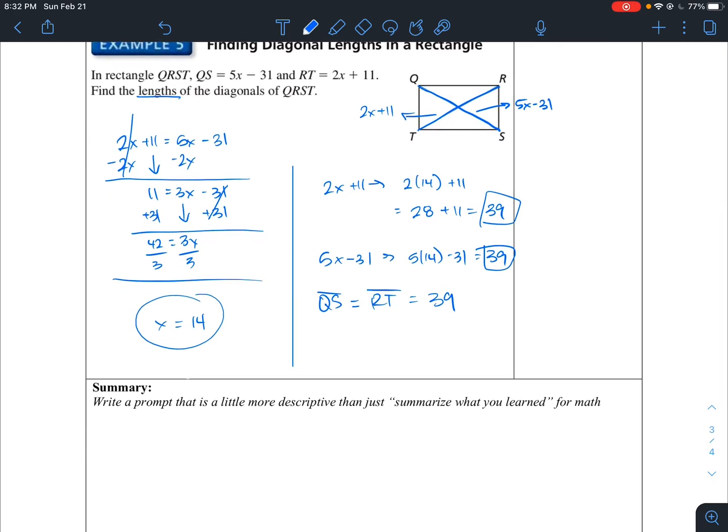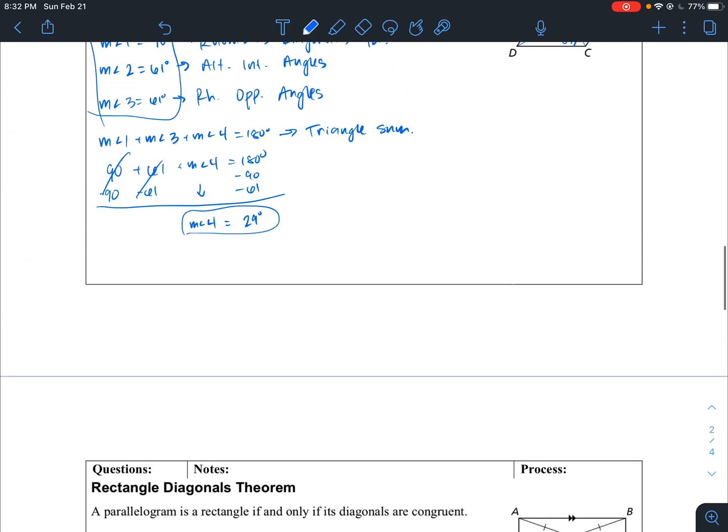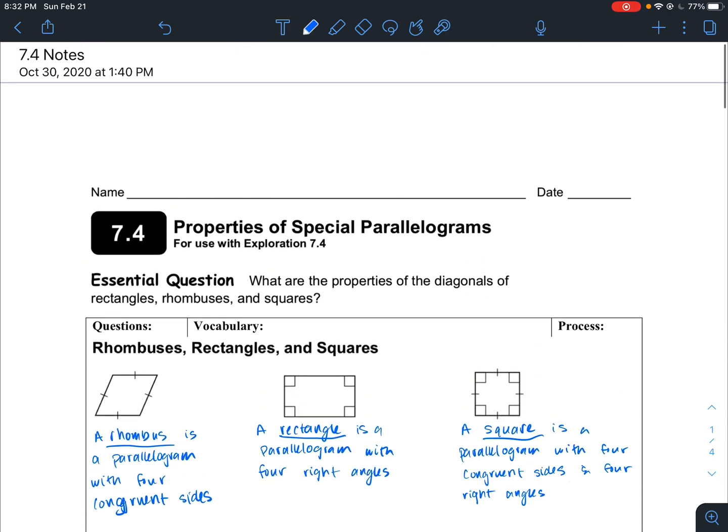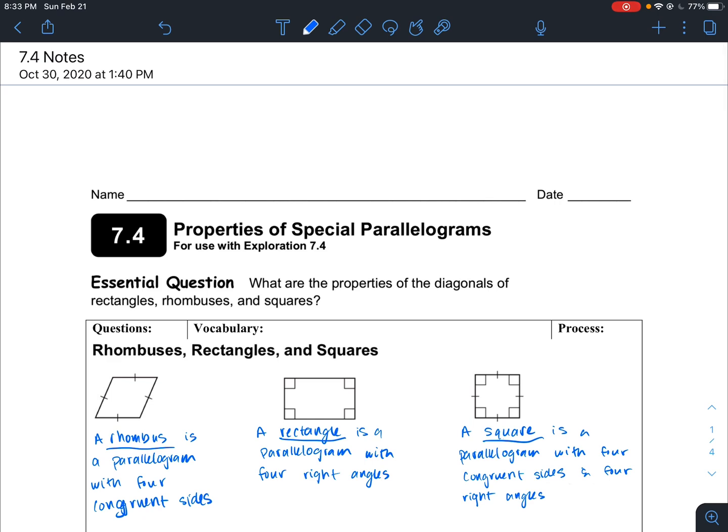Okay. Now that should pretty much do it for us in this lesson today, and that should finish off 7.4. Next lesson up ahead is 7.5.